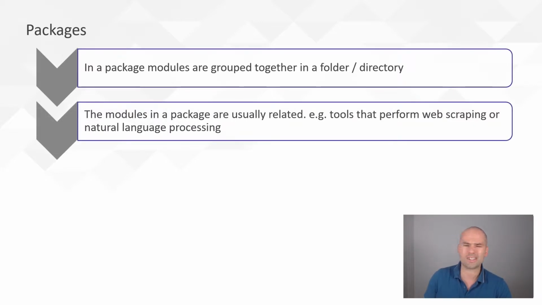These modules, of course, ideally should be related: tools that perform a particular function. The examples I have here are tools for web scraping, which could be in a package called Scrapy, or tools for natural language processing, which could be in a package called NLTK.